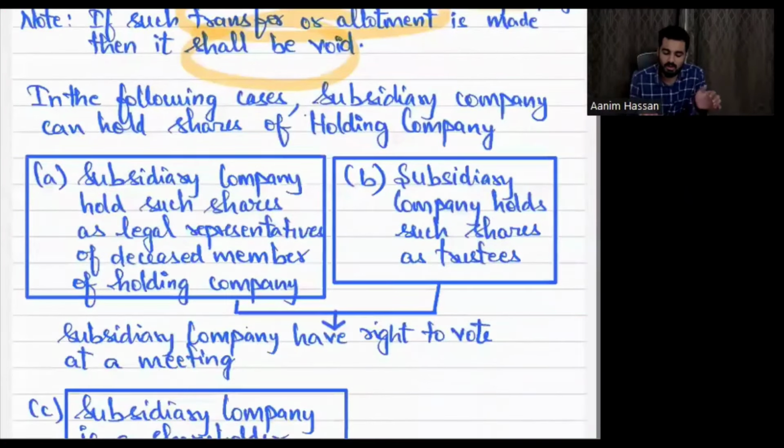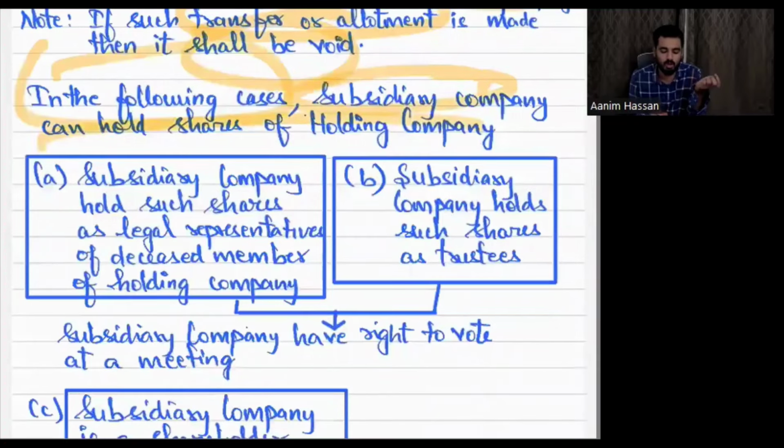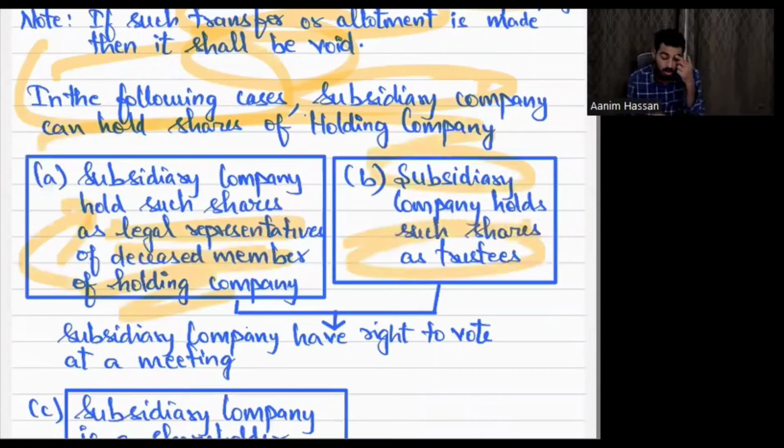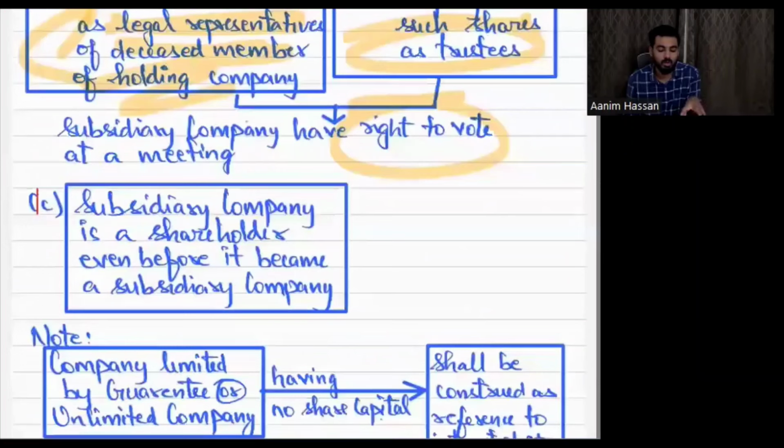Next, a subsidiary company can hold shares of the holding company in the following cases. If a deceased member of the holding company has assigned legal representatives as a subsidiary company, then the subsidiary company can also hold shares by way of trustee. In these two cases, the subsidiary company has the right to vote, and a subsidiary company can hold shares in another way also, for which there is no right to vote.